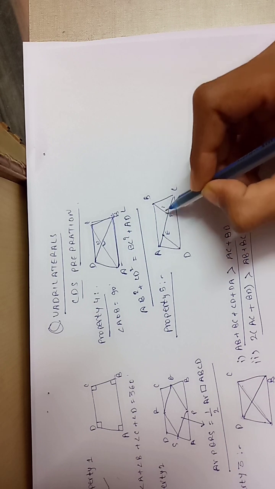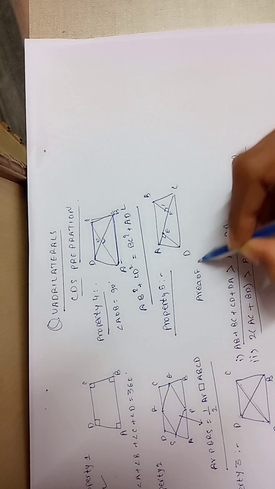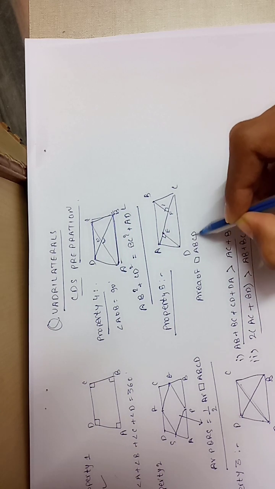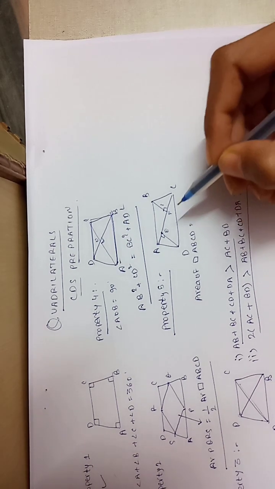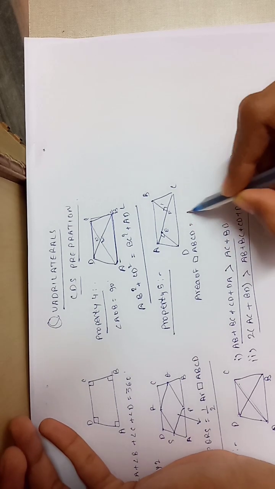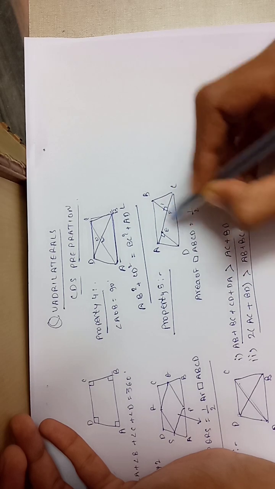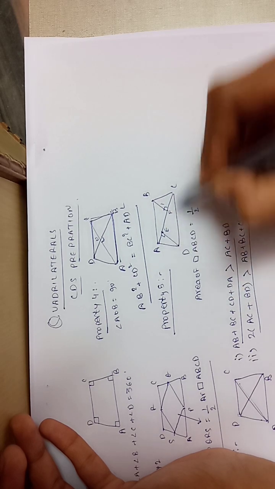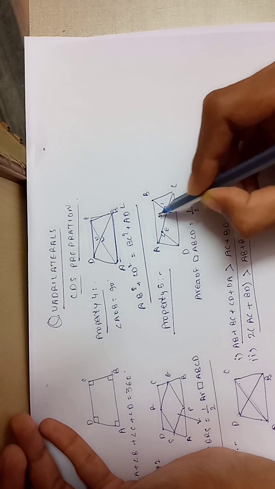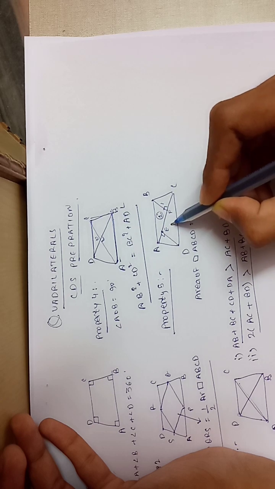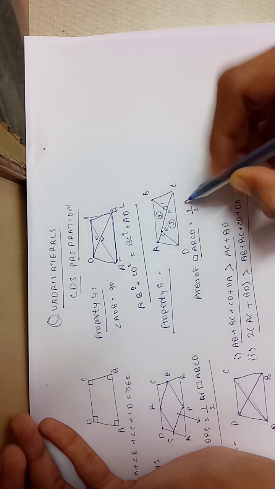They are perpendicular. So how will we find the area of the whole quadrilateral ABCD? Quadrilateral ABCD is divided into two triangles, ABC plus ADC. So we find the area of triangle number 1, plus the area of the other triangle, and add both of them to get the area of the whole quadrilateral ABCD.